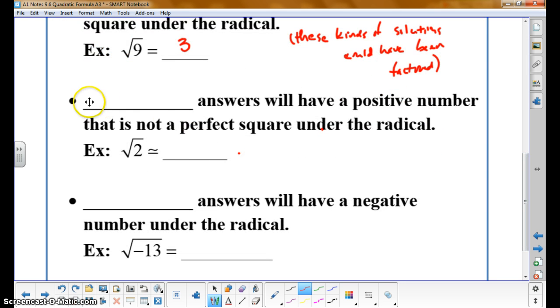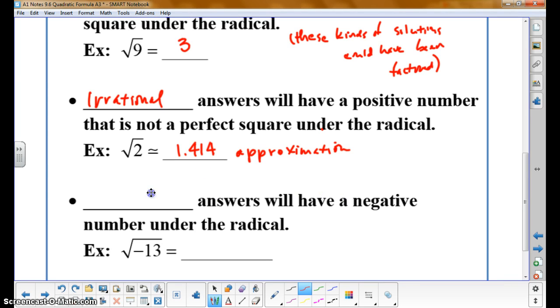Okay, the second kind is irrational. And these numbers have a positive number, but it's not a perfect square under the radical. An example of that would be, say you simplified b squared minus 4ac and you got a 2. And you would get an approximate answer. If you put this into your calculator, this little symbol here means approximate. So if you put that into your calculator and get a decimal, that's an approximation.